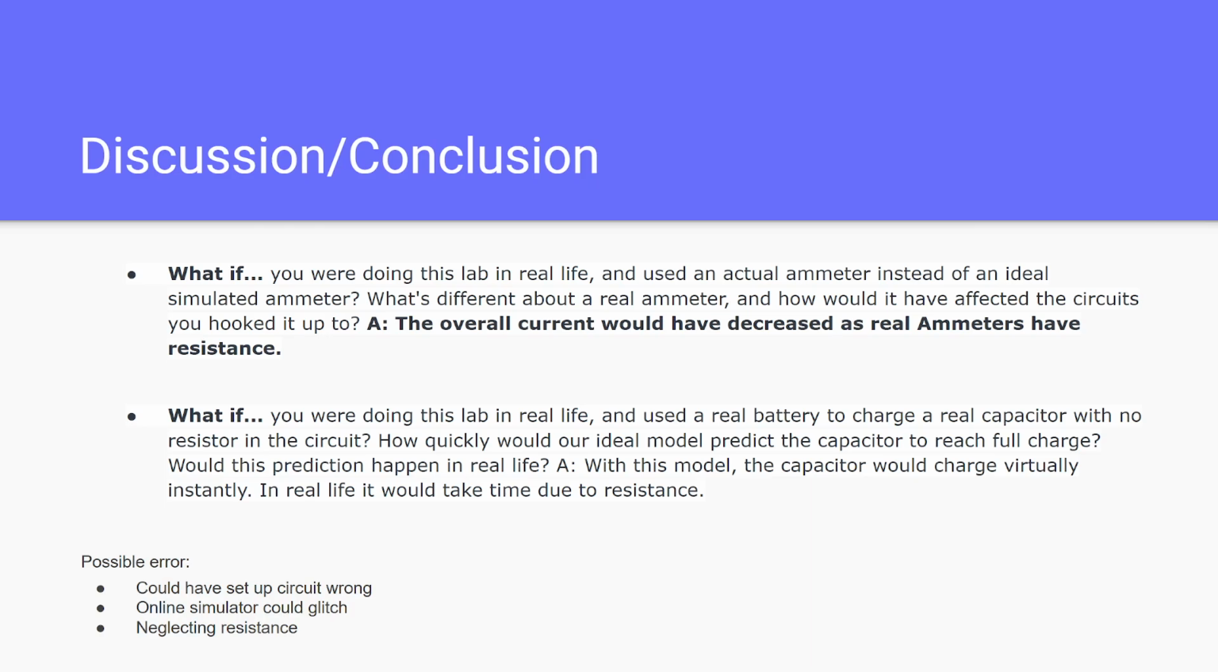What if we were doing this in real life with a real battery to charge a real capacitor and no resistor in the circuit? How quickly would our ideal model predict the capacitor to reach full charge? Would this happen in real life? With this model, the capacitor would charge virtually instantly. In real life, it would take time because there's resistance, so this prediction would not happen in real life.